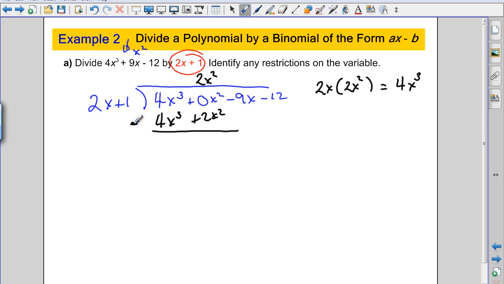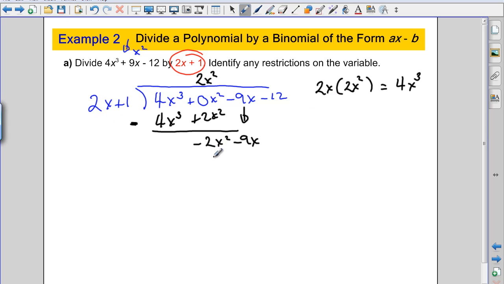We're subtracting. I'm not going to use brackets this time. I'm just going to talk it out. 4x cubed minus positive 4x cubed is 0. 0x squared minus a positive 2x squared is negative 2x squared. Bringing down the next term, I repeat. And again, I'm going to try and do this mentally so I don't have to keep writing all of this scrap work over on the right-hand side.